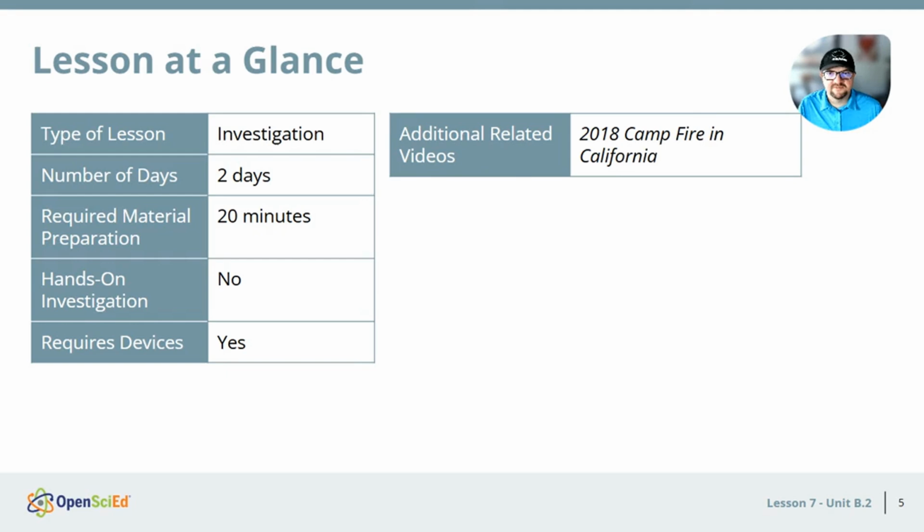Let's take a quick look at how this lesson is structured so you know what to expect over the next couple days. This is a 2-day investigation lesson. It does not involve a wet lab, but does utilize digital devices for one of the groups. Material preparation is relatively light, taking about 20 minutes to print the case studies and set up the global animation link.